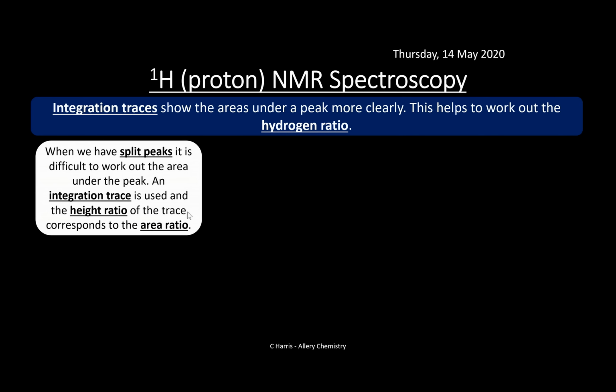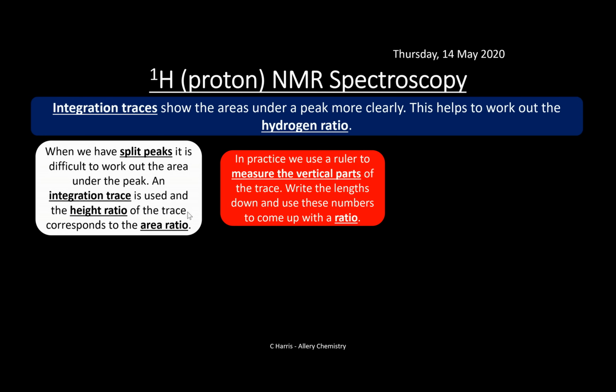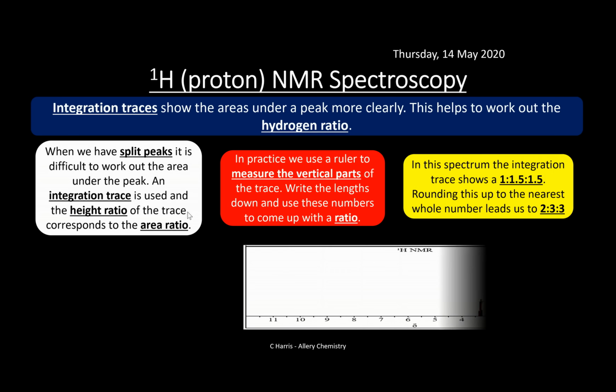But when we have split peaks, it's difficult to work out the area under that peak, because if you have a quartet, how do you measure the area under that? It's just too difficult. So the NMR machine puts an integration trace in for us, and what it's doing is converting the area under that peak into a height ratio instead, a different metric. In practice, we use a ruler to measure the vertical parts of the trace, write the lengths down and use these numbers to come up with a ratio. That's basically how we do it.